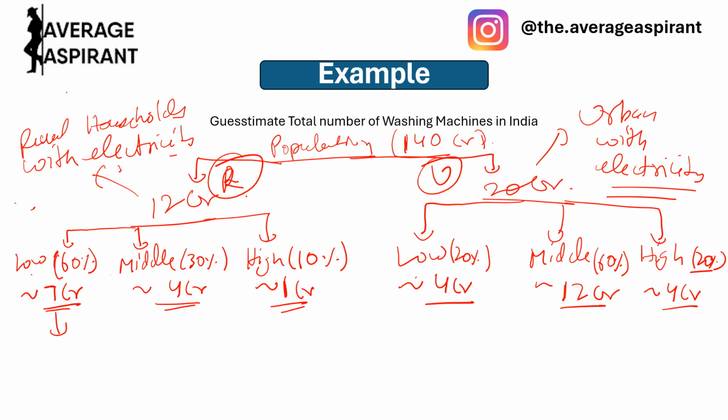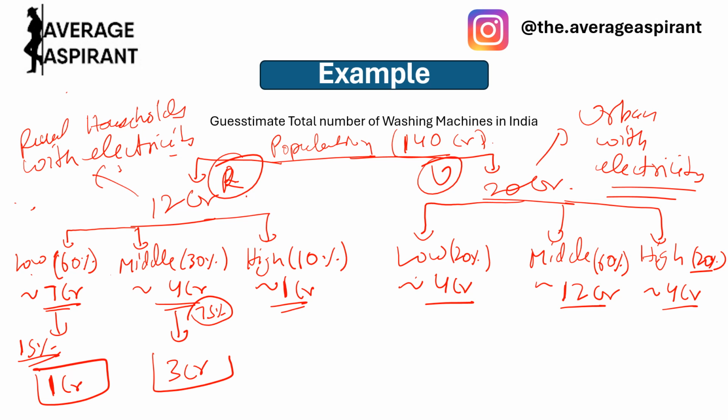Right? Now this is households with low income, electricity penetration in rural areas. Now everyone will not have a washing machine, and let's say 15% of lower income households will have a washing machine. 15% of 7 CR would be 1 CR. This is one number. In middle class, we will assume that let's say 75% of the people will have a washing machine. Then this would be 3 CR. This is another number. In high, we will assume everyone will have it, 100%. So this would again be 1 CR.